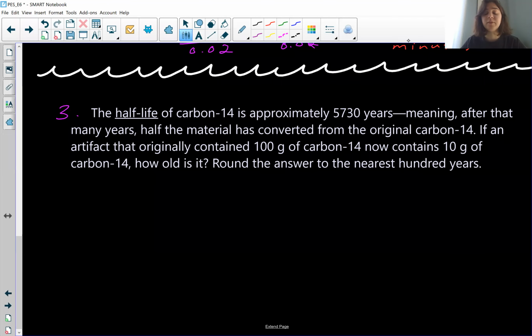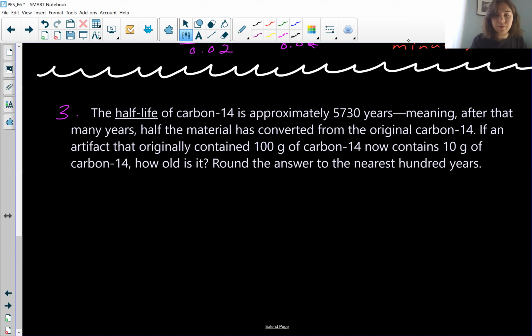The half-life of carbon-14 is approximately 5,730 years, and that means after that many years, half of the material has converted from the original carbon-14. So this is sounding like a decay problem. If an artifact that originally contained 100 grams of carbon-14 now contains 10 grams of carbon-14, we want to know the age of the artifact. And we're going to round our answer to the nearest 100 years.